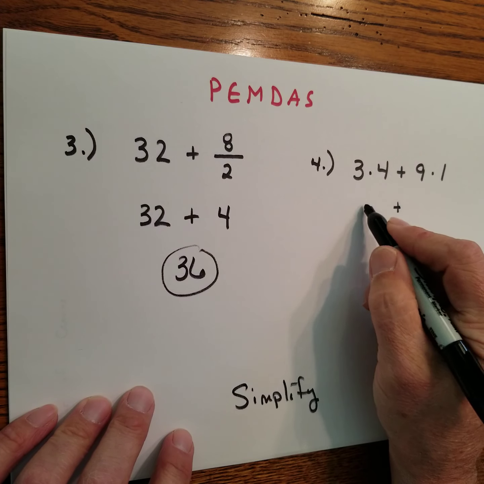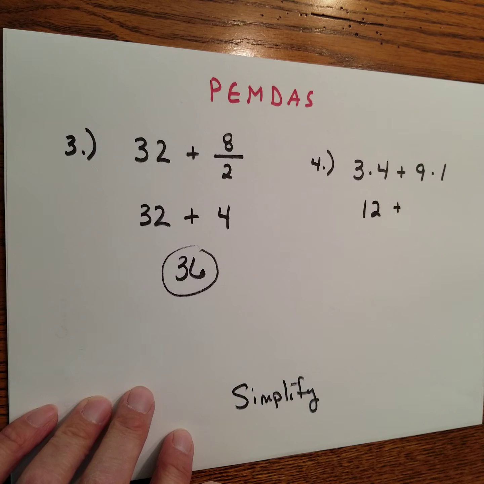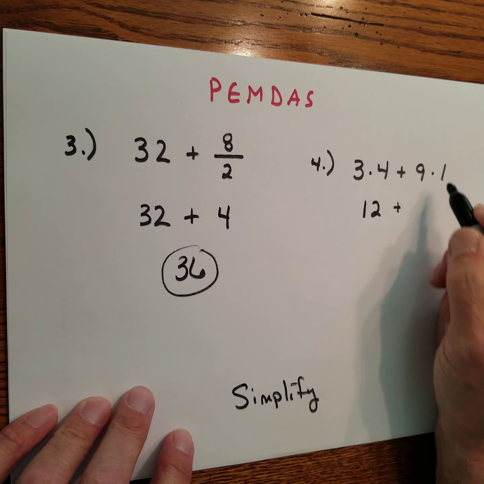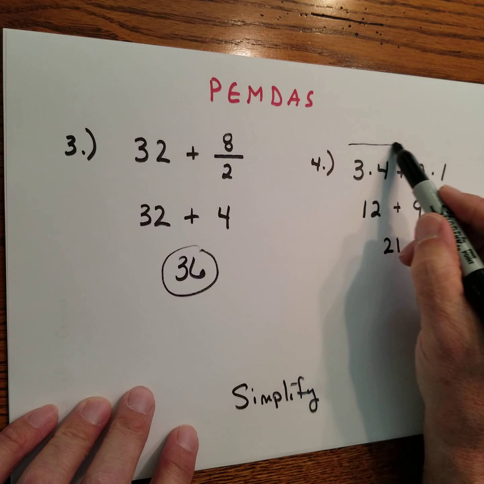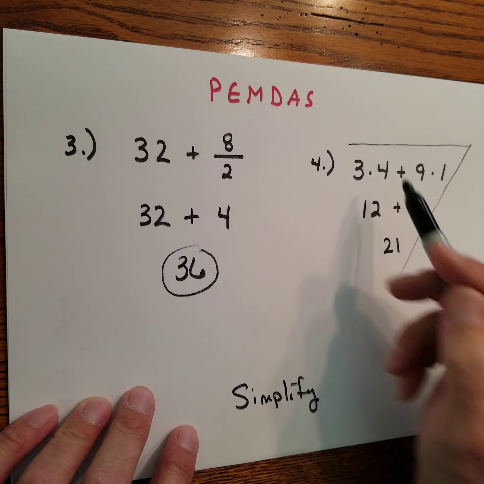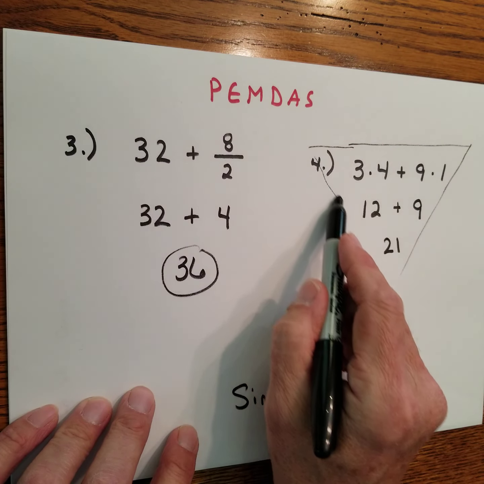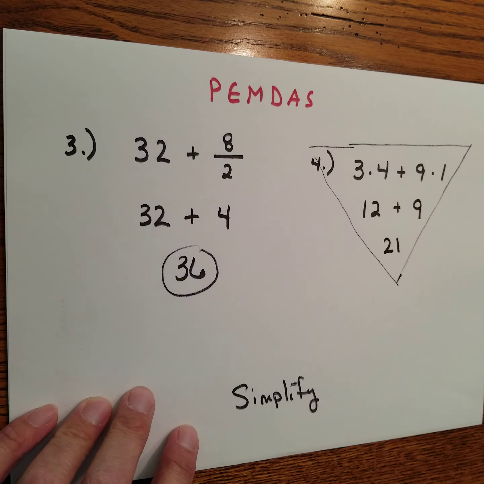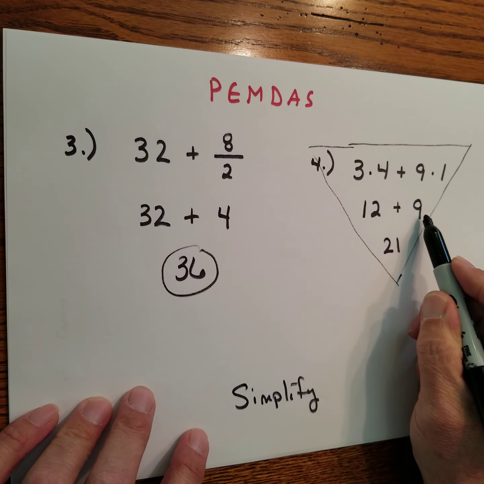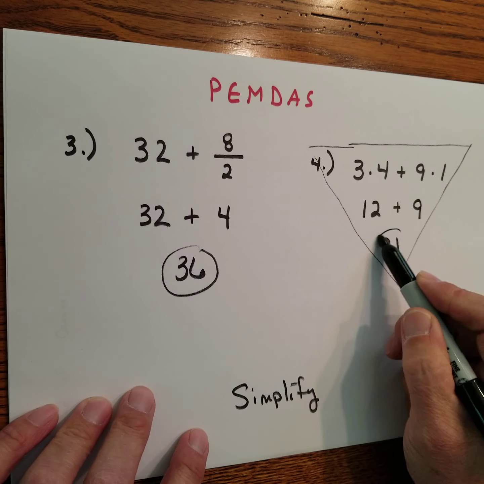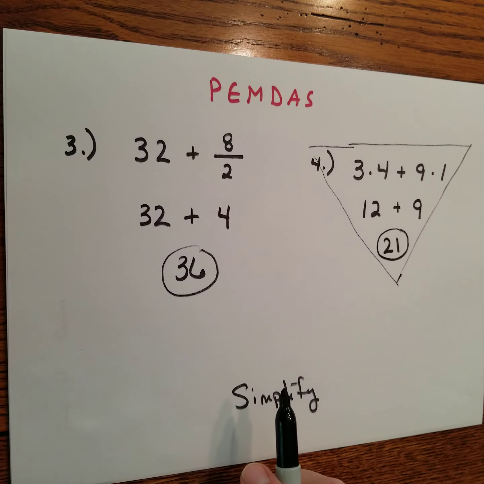3 times 4, that's 12. 9 times 1, that's 9. Now add 12 and 9 and get 21. Anytime you can make your work into that nice triangle shape, that's the way we show our work in a college math class. Write the problem down, show your work using PEMDAS, circle that final answer.